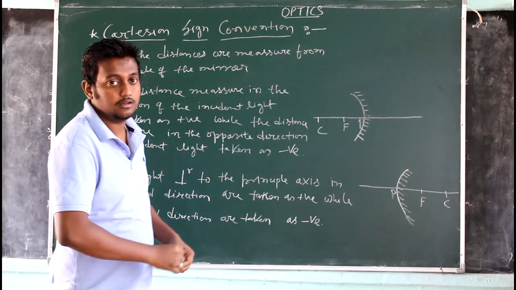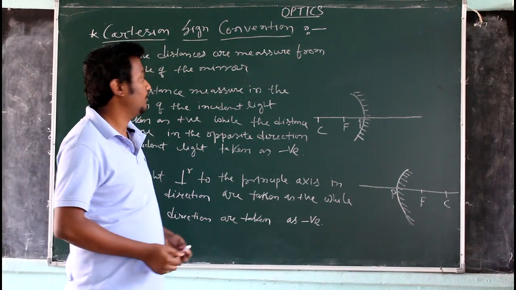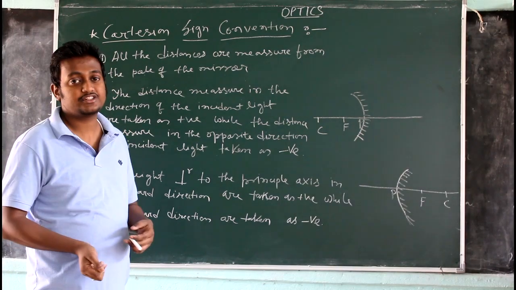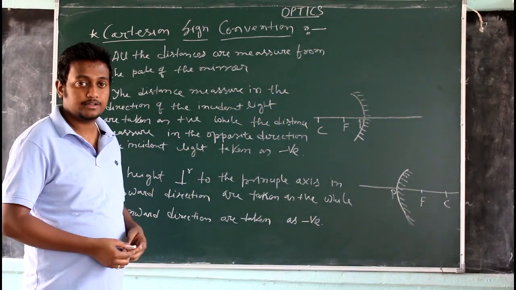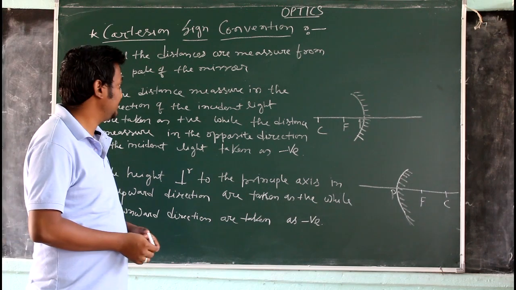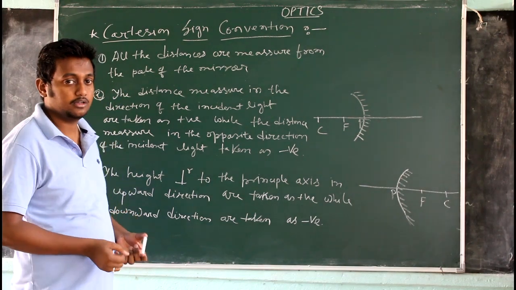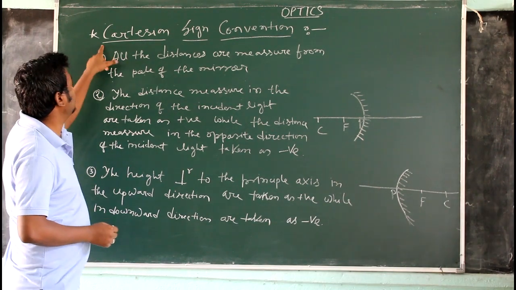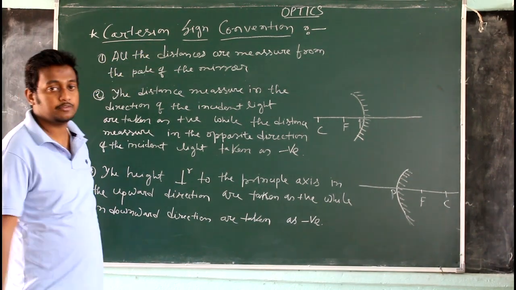Hello students, this is my fifth lecture of optics. In the last class I derived the relation between the focus and center of curvature by using the convex mirror. In today's class we will discuss the Cartesian sign convention.